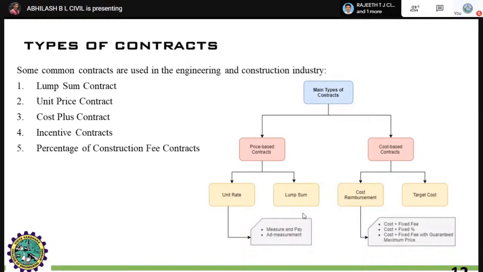Before going to the contracts, I need to tell you regarding the tendering part, right? After the tendering is accepted, you will go to the contracting thing. Here, the tender is you have to give the proposal for the stakeholders who are going to call for the particular construction activities. That is, stakeholders are the clients, right?